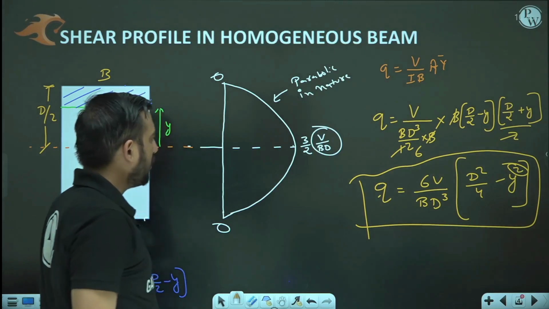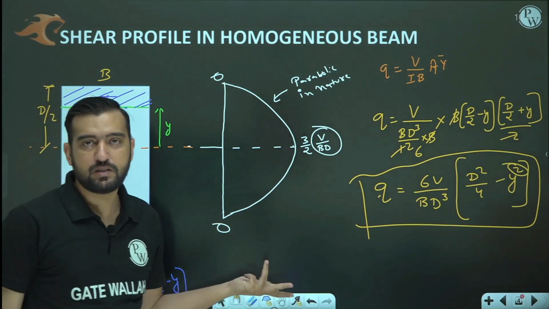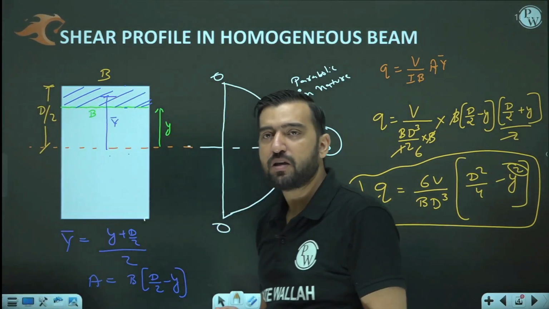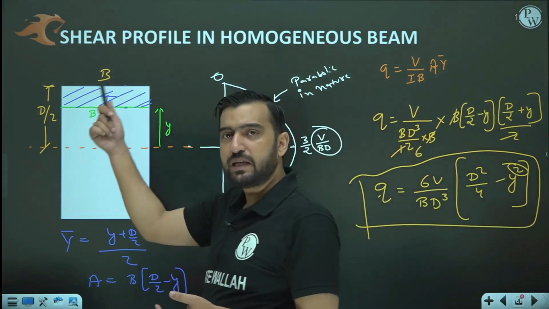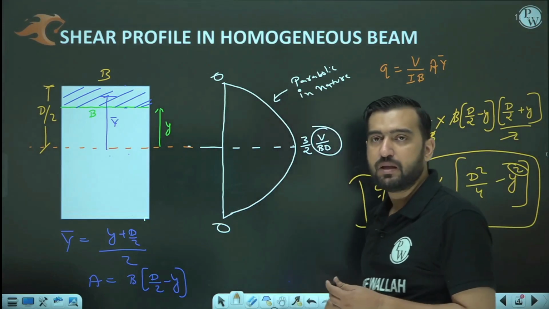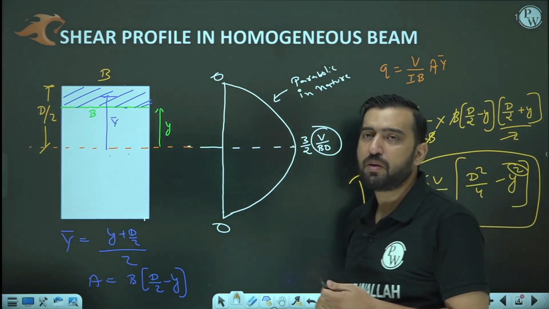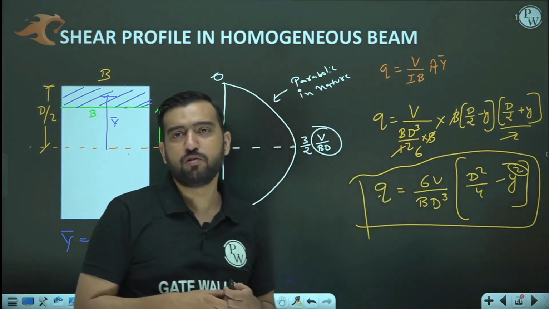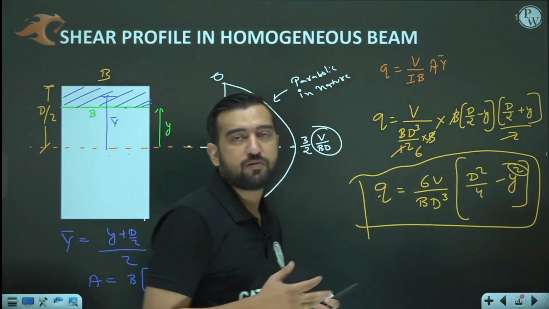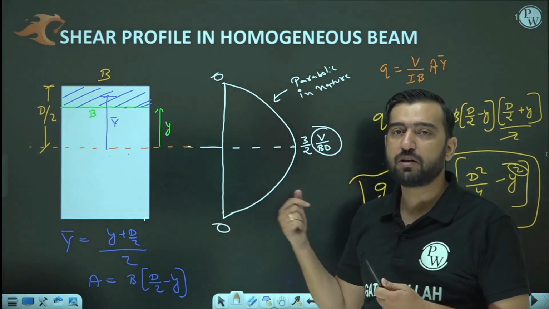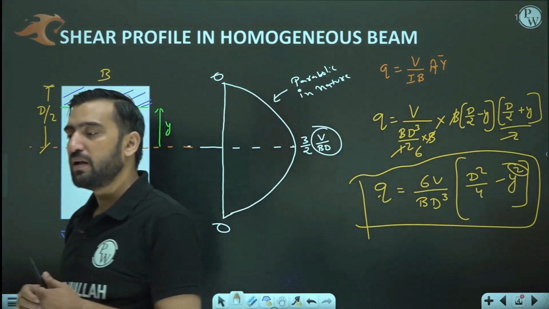And one more thing, this maximum value is V over BD, which is what? It is the average shear stress. Shear force upon total area is the average shear stress, and 3 by 2 of it is 1.5 times the average shear stress. Had this been a circular beam, instead of this 3 by 2, 4 by 3 would have come. But all such things are part of your strength of materials, so you must be watching it there. What are the shear stress profiles for I section, T section, circular section, triangular section? But in RCC we will only be reading this rectangular section. Are you getting it or not?